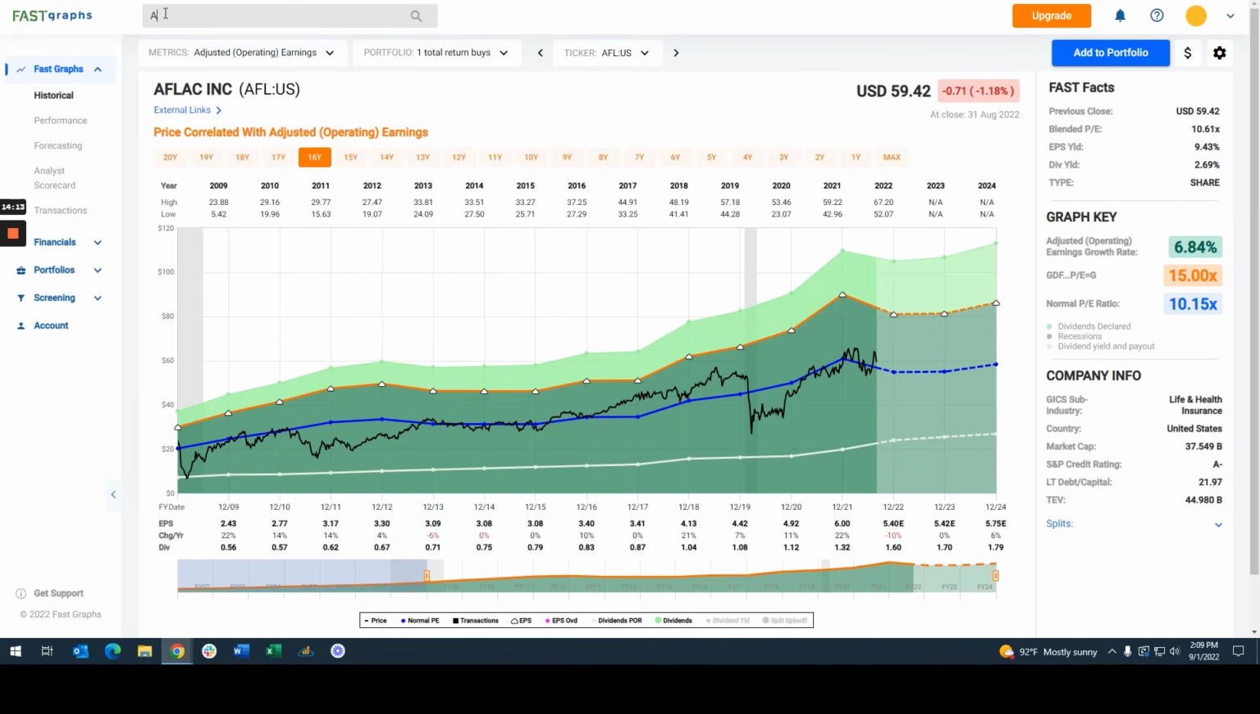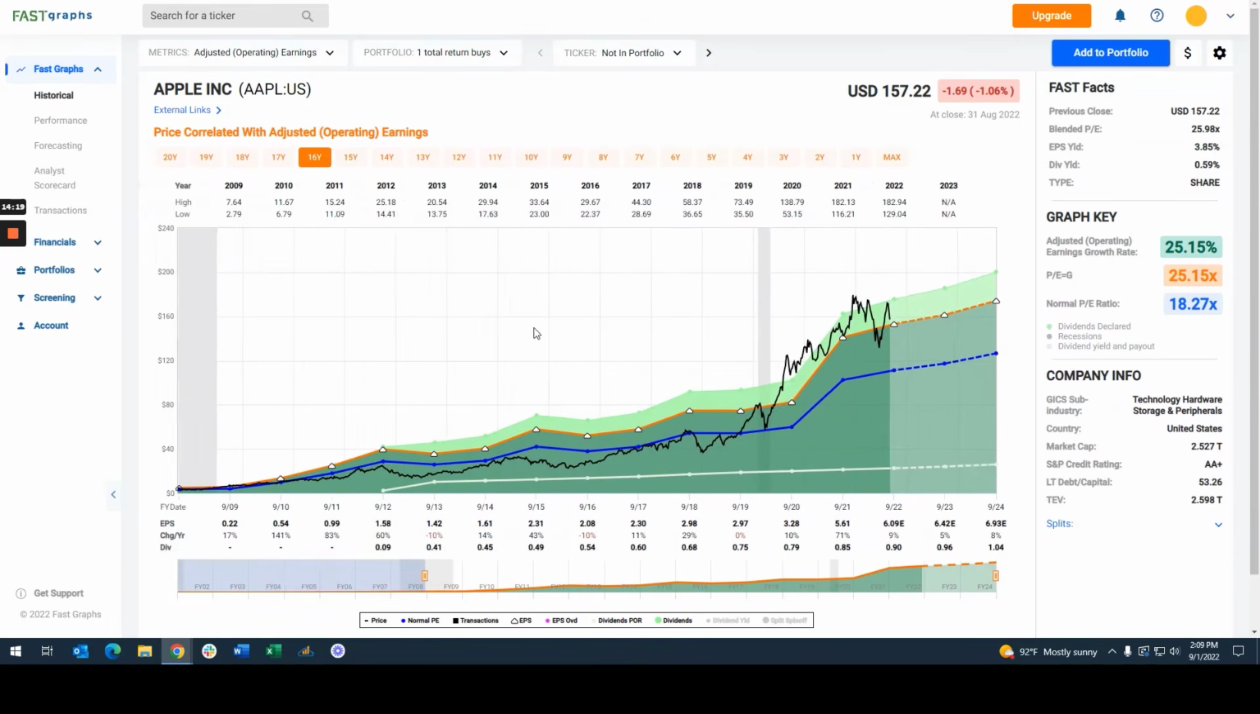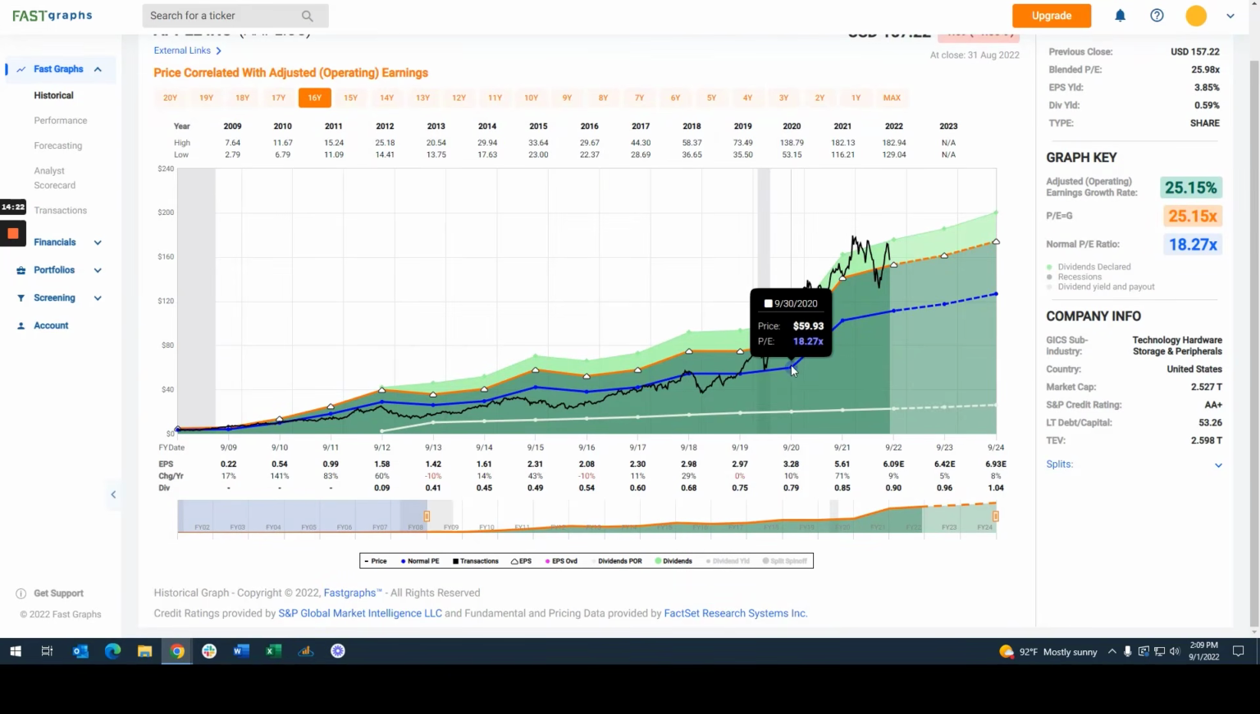But I do want to make a point. If you're looking at a stock, for example Apple, you can look at it historically. You can see the market had a lot of periods of time where it traded below 18 times earnings, which is the blue line on this long-term graph here. And there were lots of times where it traded at 13 and 14 times earnings.